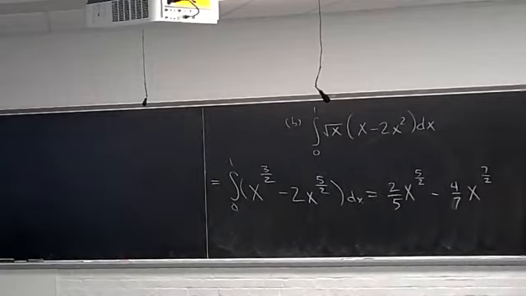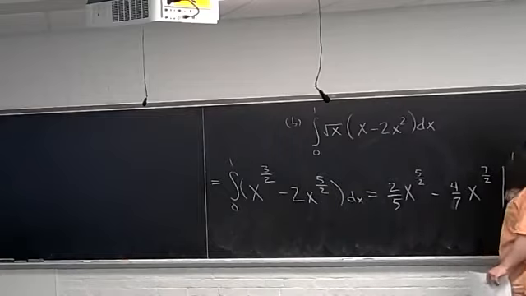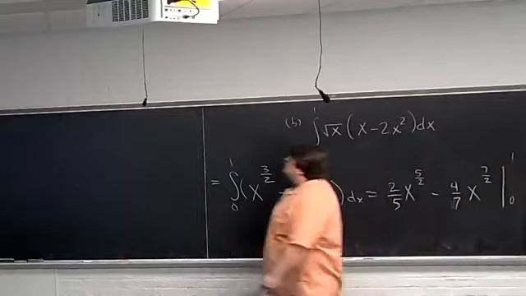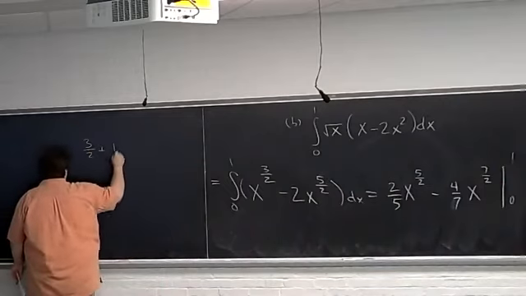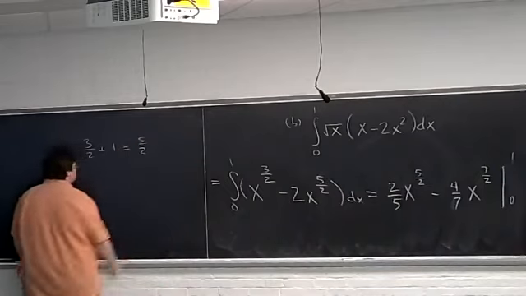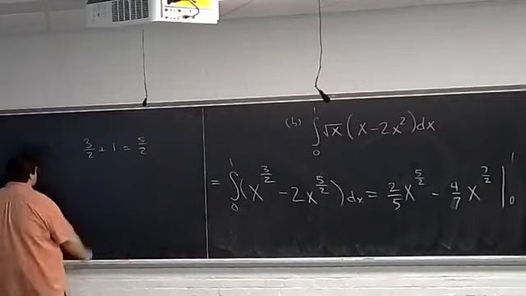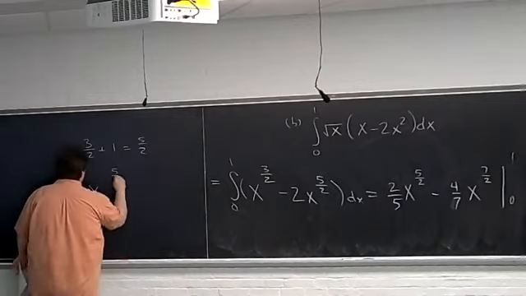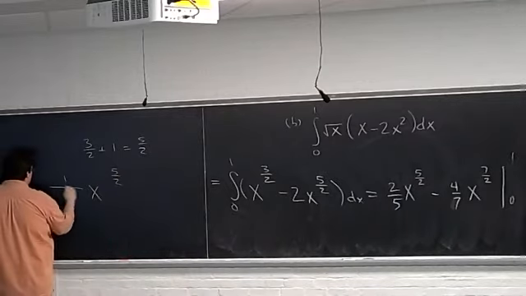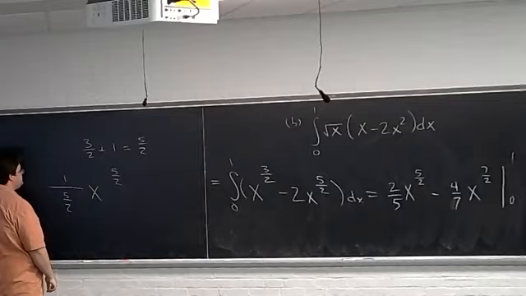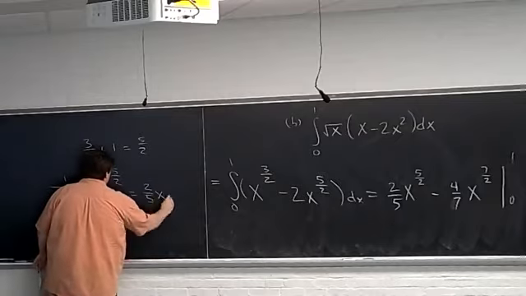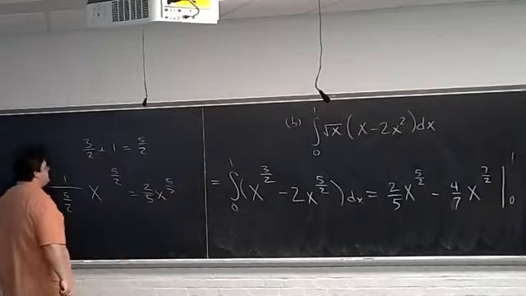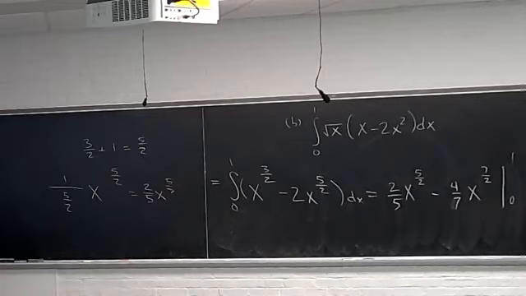Where did that all come from? Is that right? Well, we have a couple power rules. And remember, with our power rule, we add 1. 3/2 plus 1 is 5/2. So we get x to the 5/2 divided by 5/2, which is the same as multiplying by 2/5. So there's the first piece.